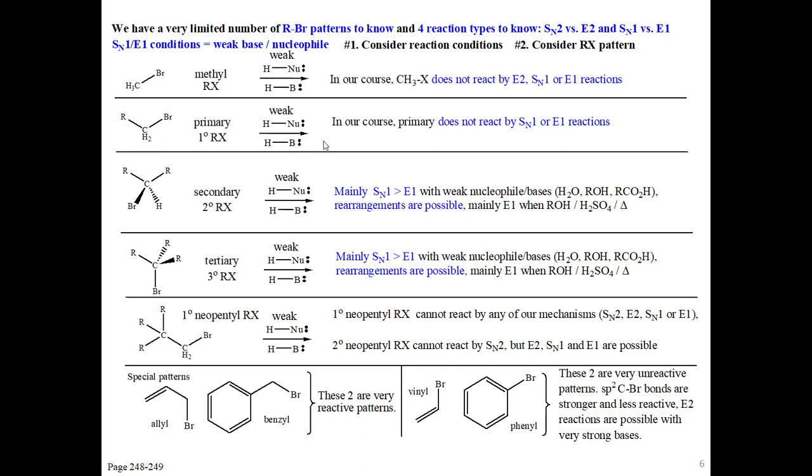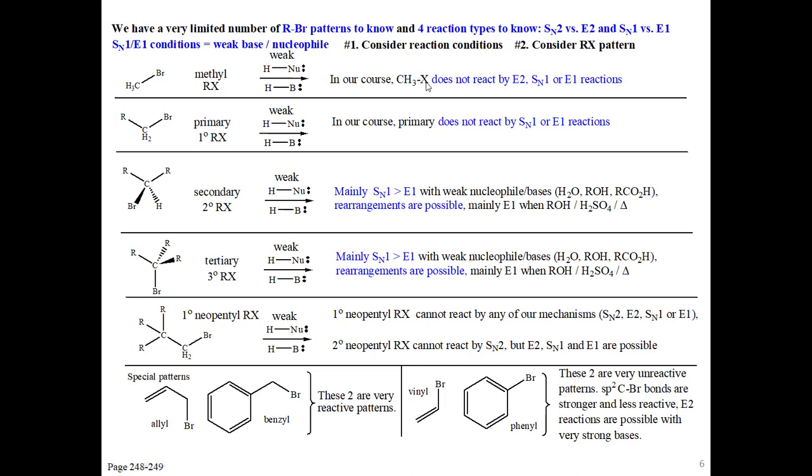Now you'll notice on these conditions, there is no minus charge. These are what we call weak nucleophile base conditions. We have the same patterns: methyl, primary, secondary, tertiary. Neopentyl doesn't react. On these reactions, something has to happen first. The leaving group has to leave, making bromide and a carbocation. Making carbocations is tough, and if all we have is the methyl, it's too high energy in our course to do that. Solution chemistry is very difficult to do that.